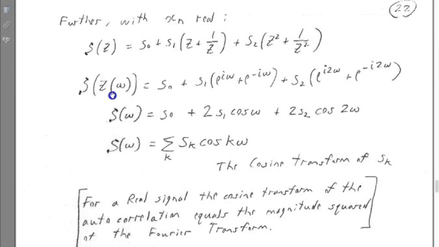All right, so now let's finish the conversion to a spectrum in the frequency domain, and let's get the spectrum of the Z transform of X in the omega domain. So we're going to substitute here. Instead of just z, we're going to put in z of omega, right? So instead of z, we have e to the i omega. 1 over z, of course, is just e to the minus i omega. And here's z squared and 1 over z squared, all right?